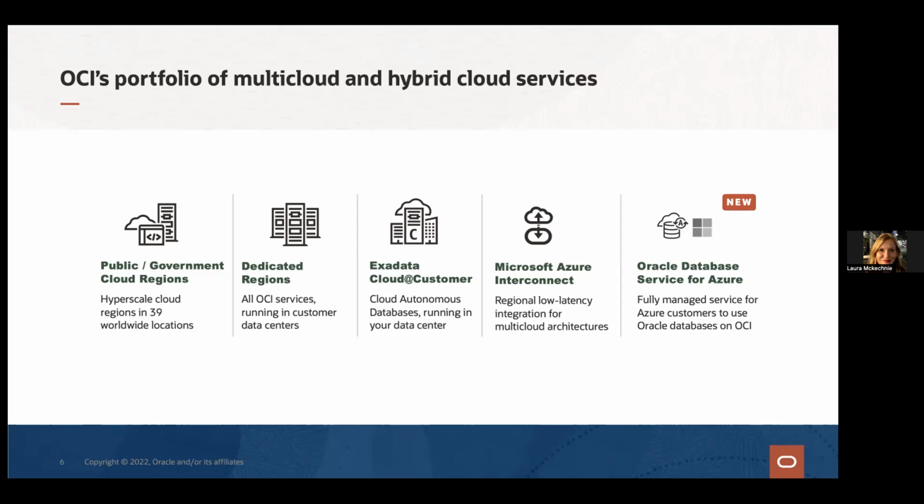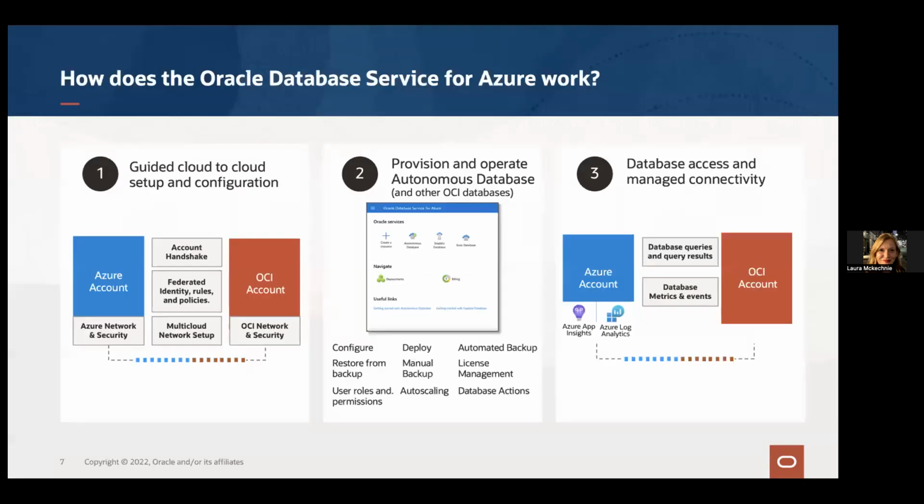And then we have the Exadata Cloud@Customer product, which you can use in your own data center to run regular Exadata databases or even autonomous database on Exadata Cloud@Customer infrastructure. And then, as I showed you before, to serve multi-cloud customers, we had the Microsoft Azure Interconnect, which is a low latency private link between Azure and OCI. So Oracle Database Service for Azure is an addition on top of this portfolio, and this makes it much easier for Azure customers to use services like autonomous database in OCI.